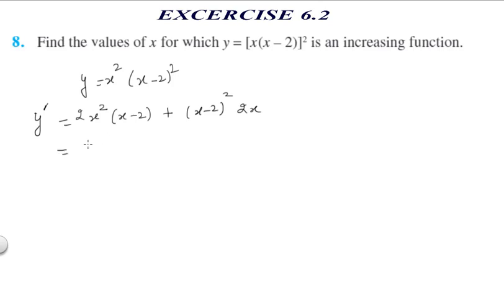Now just see, in the complete expression, we have 2x into x minus 2 common. What are we left with inside? Here we are left with just x, and plus x minus 2 here.